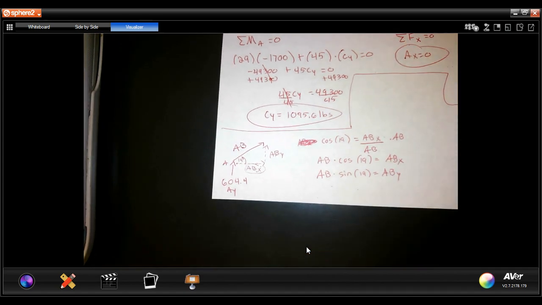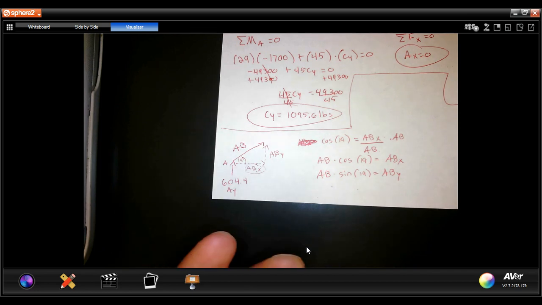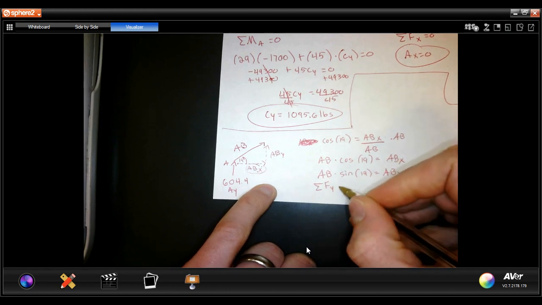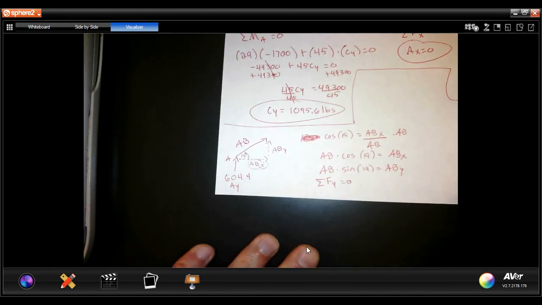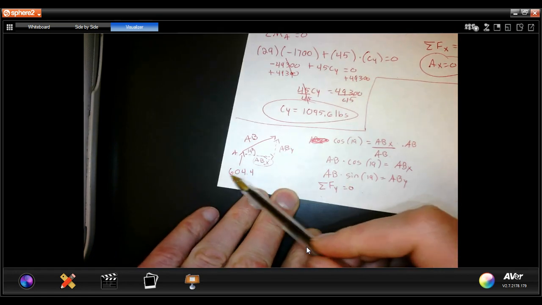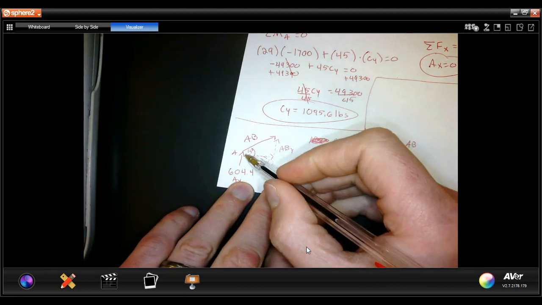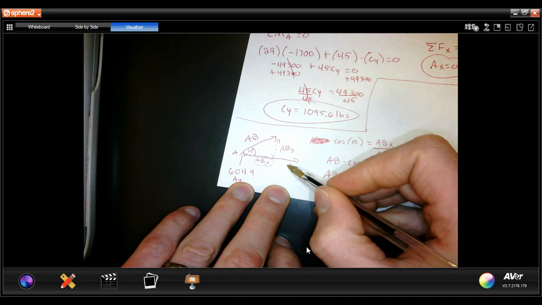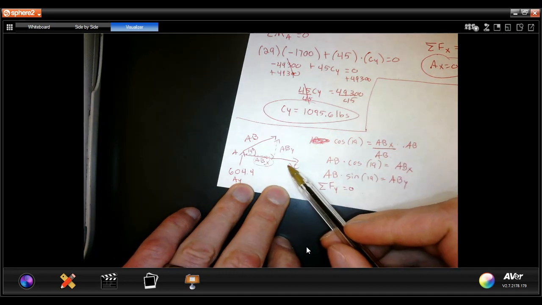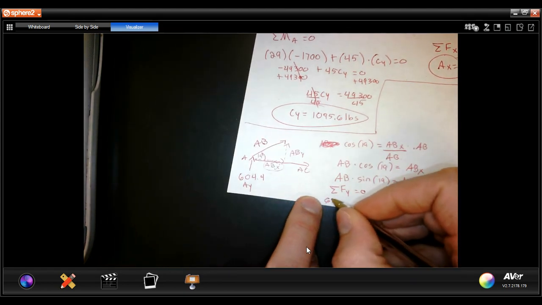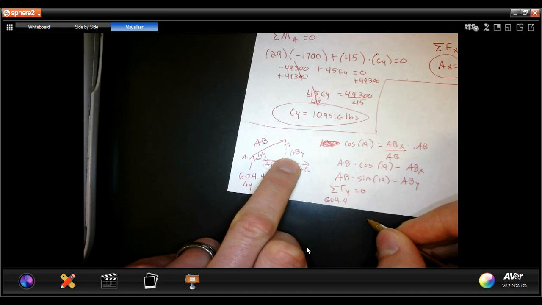Now we're going to sum the forces in the y direction. The sum of the forces in the y direction has to equal 0. The forces we have in the y direction are ABY and the 604. Those are the only forces in the y direction at pin A. Again, we have member AC, but AC is a force completely in the x direction. There's no y component to it. So the forces in the y direction are just the positive 604 and the ABY.